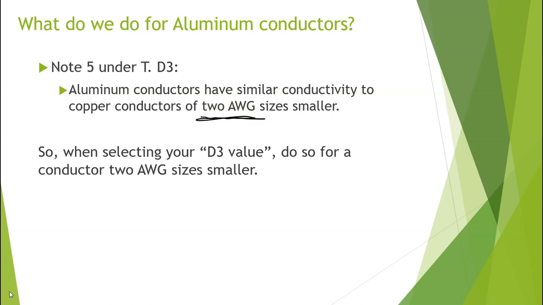Now the implication of that is that when we are going into table D3 to select a D3 value, what we have to do is we have to do this based upon a conductor that is actually 2 AWG sizes smaller than the one that we are dealing with for the aluminum. So now let's take a look at actually how to do this.